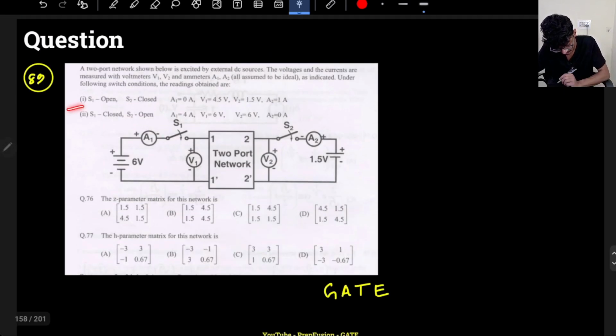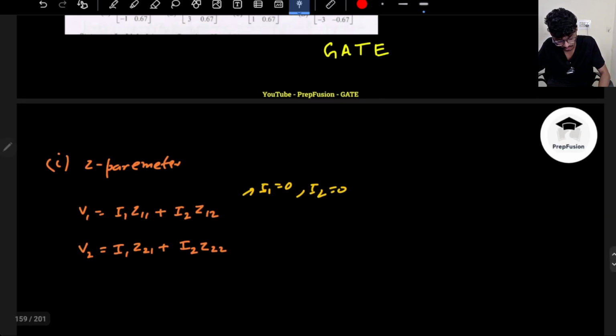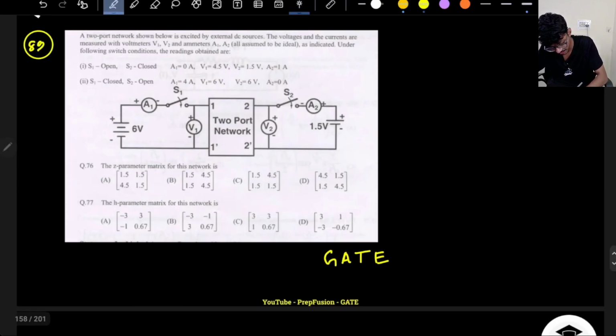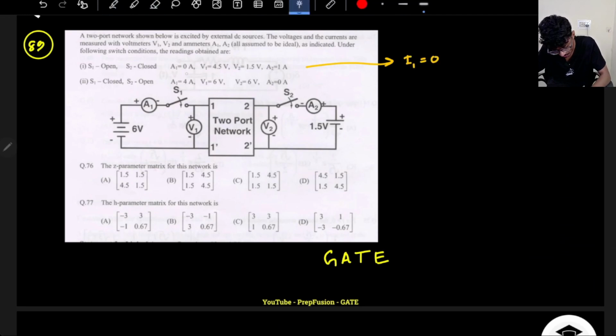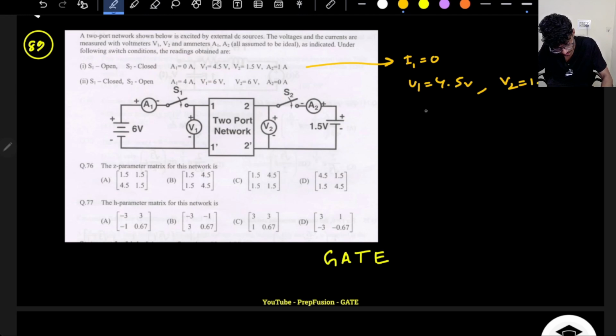So if I observe the first case, switch S1 is open. If S1 is open, that means the current I1 will be 0. Of course, it is open circuited, so current I1 will be 0. So the current through ammeter A1 is 0 because it is open circuit. V1 is 4.5 volts, V2 is 1.5 volts, and I2, the current through the ammeter A2, is 1 ampere.